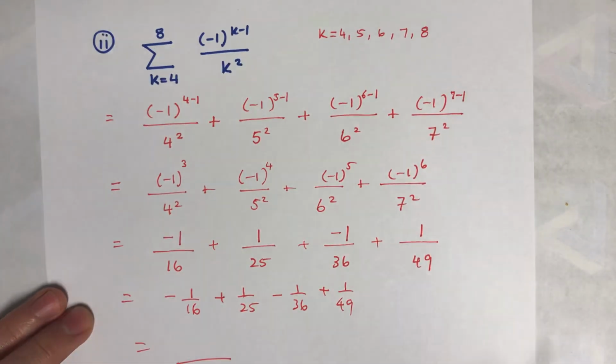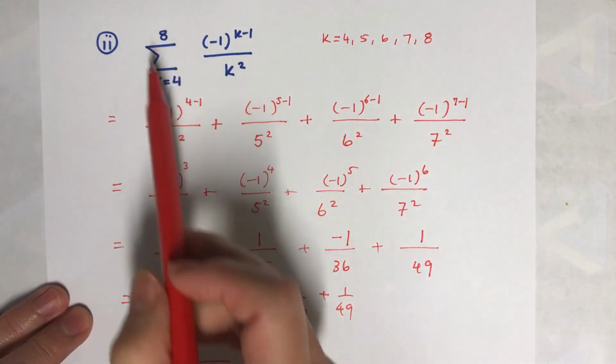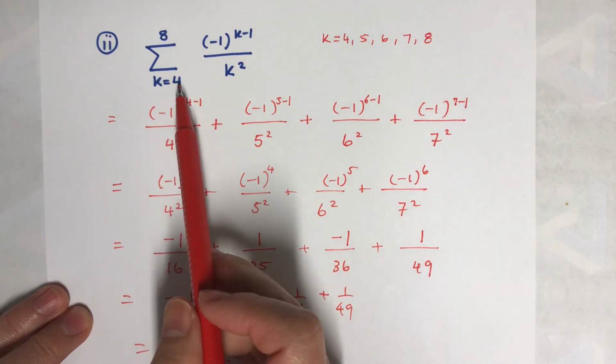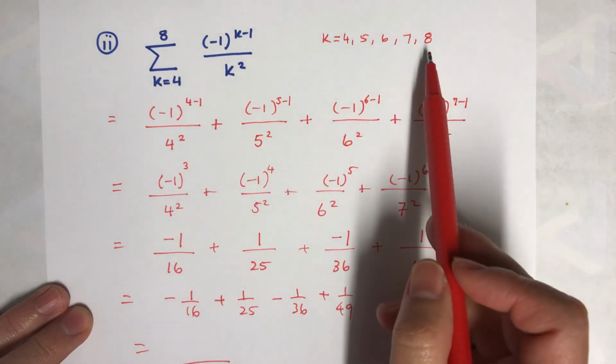Okay, so this is what you've got to do. So this is like a starting term. k equals 4, it goes up to 8. When it's 8, we stop.